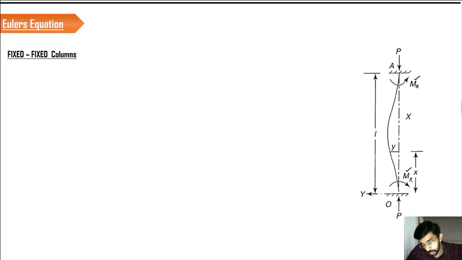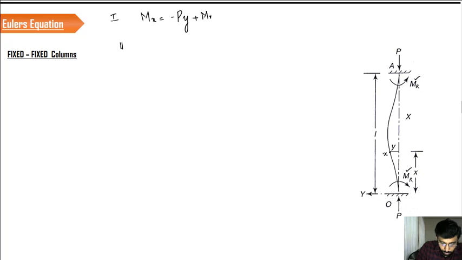Now we are going to do the same thing. We have to follow the same process. Let us say that this is X. In the first step, we have to write down the expression for the moment at X, which is nothing but P into Y, which is going to take a negative sign. But apart from this P into Y, we have one more moment, that is the reactional moment, which will be nothing but plus MR.